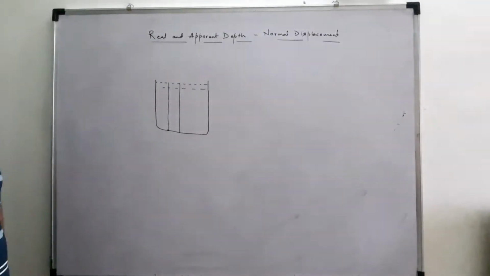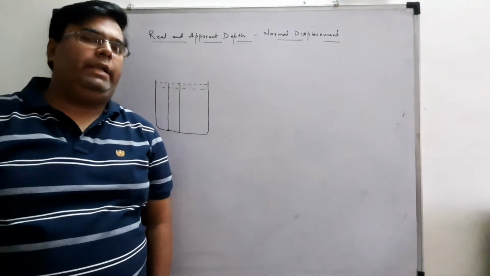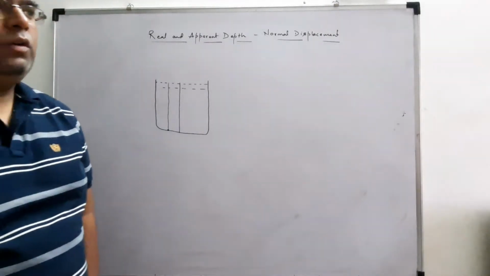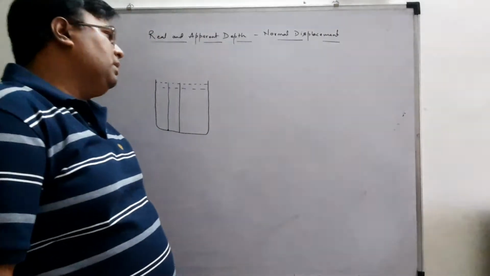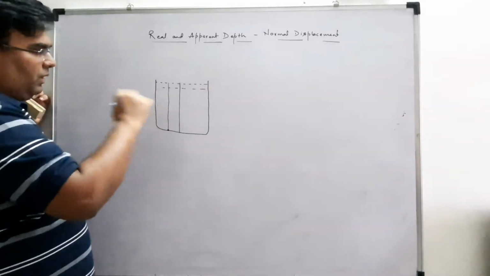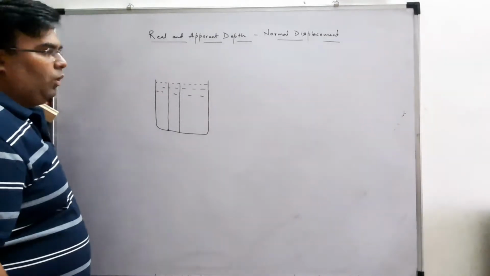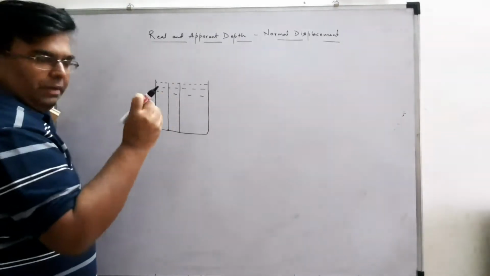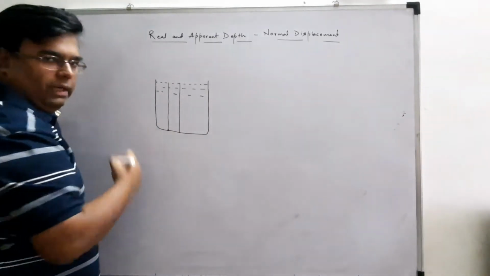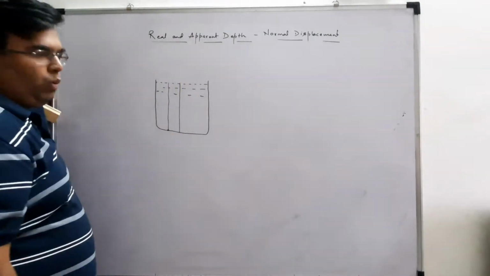In this lecture, we will learn about real and apparent depth. What is the meaning of real depth and apparent depth? Suppose you have taken a container full of water, and you keep an object at the bottom of the container, and you are watching it from outside.